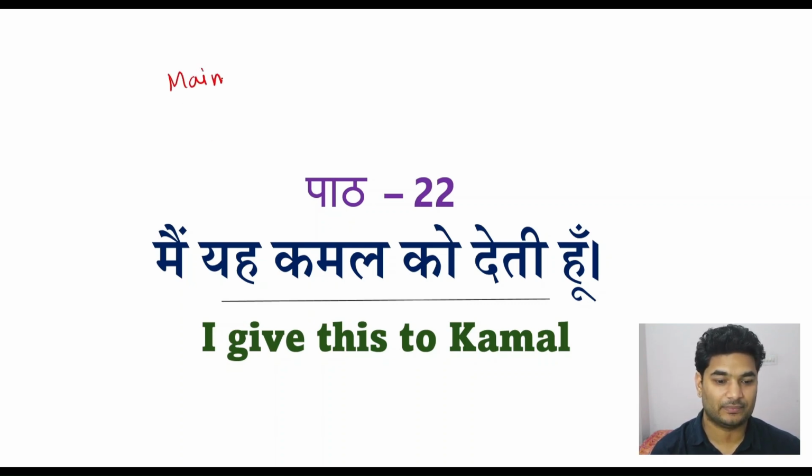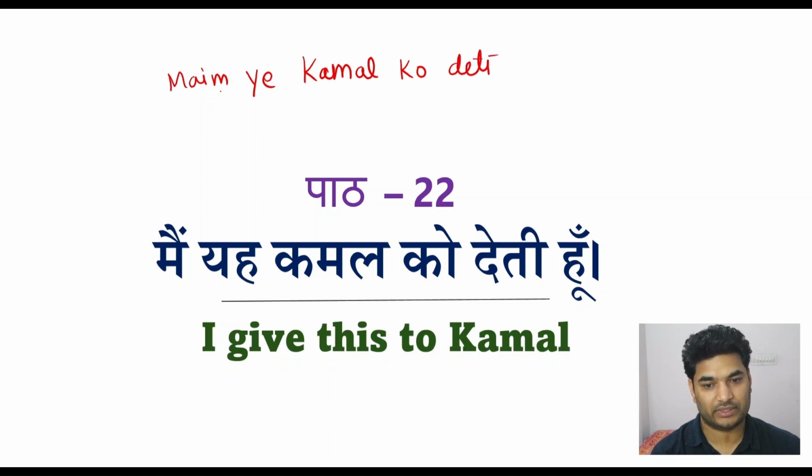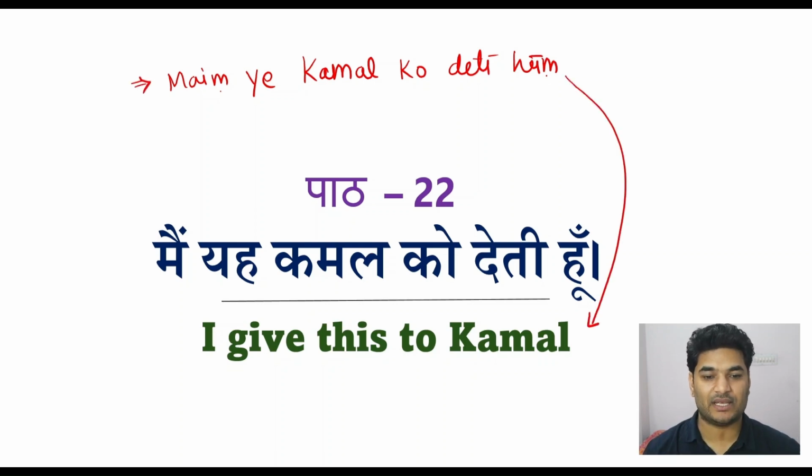Let's start with the title as we always do. मैं ये कमल को देती हूँ. मैं ये कमल को देती हूँ. All right. Let's read again. मैं ये कमल को देती हूँ. I give this to Kamal.